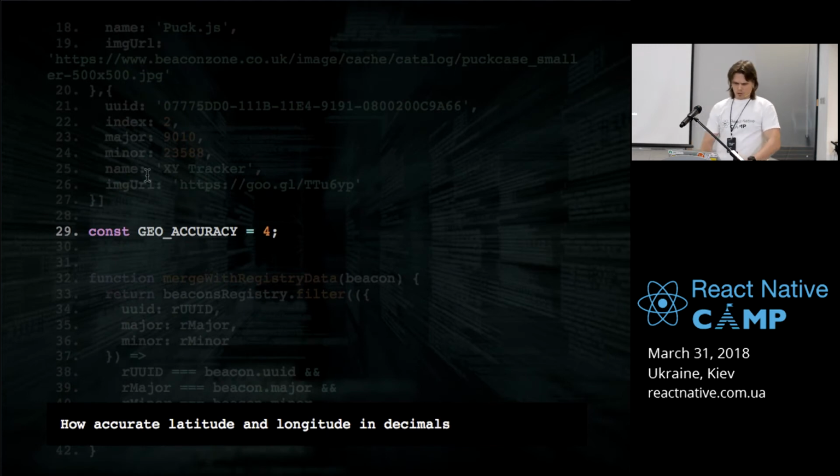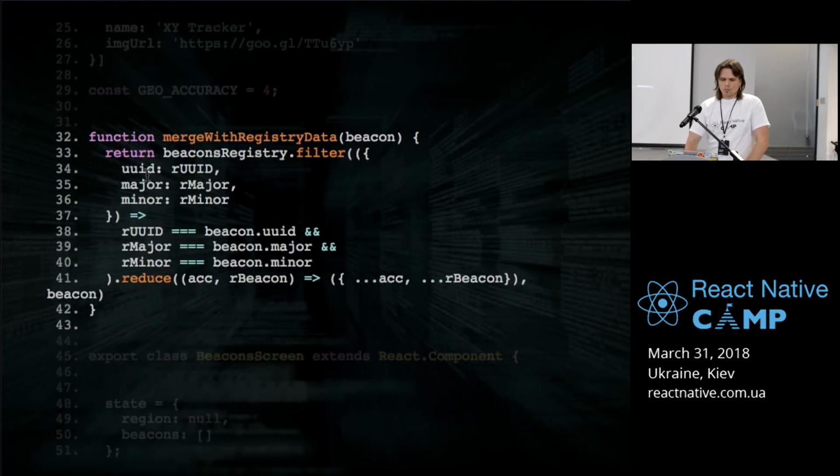I said geo accuracy because when you get latitude and longitude, it's around 8 digits after the dot, and it's fluctuating. If we want to set a region to be a size, for example, of this place, it's around 4 digits after the dot. So we have a merge with the registry data function where we just filter the beacons we have and check UIDs, major and minor.